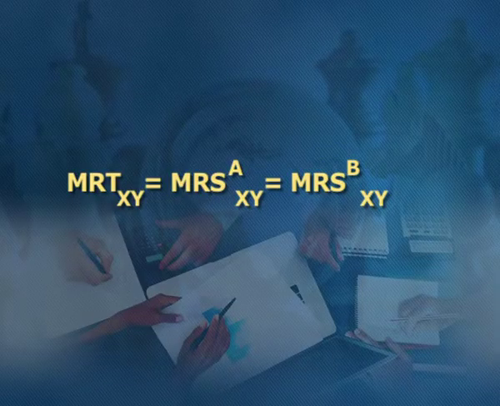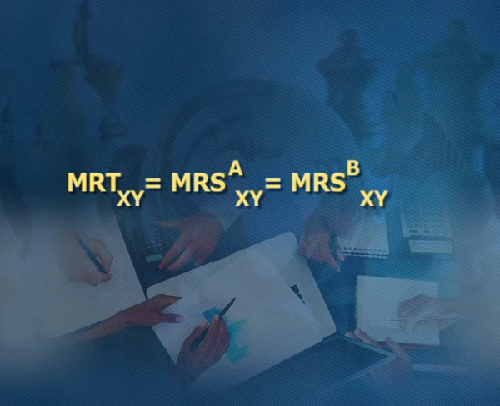General equilibrium of production together with the general equilibrium of exchange or consumption requires that the marginal rate of transformation, that is MRTXY, must be equal to the marginal rate of substitution, which is MRSXY, of the consumer, and also the MRSXY of the two consumers must be equal to each other. Thus, for the achievement of general equilibrium of production and exchange simultaneously, MRTXY must be equal to MRSXY of A, which is also equal to MRSXY of B.